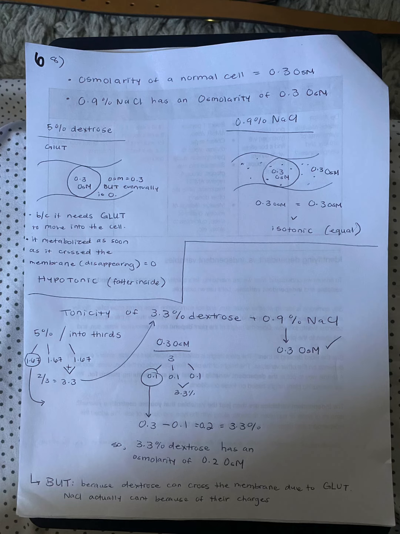Now, after you have all these variables, it's really just simple math. You just take the 0.2 osmolarity of 3.3% dextrose and add it to the 0.1 osmolarity of 0.9% NaCl, and your outcome will be 0.3, because you take 0.2 and add it to 0.1. Now that we have a final osmolarity of 0.3, it's equal to a normal cell's osmolarity, thus making this solution isotonic as well.